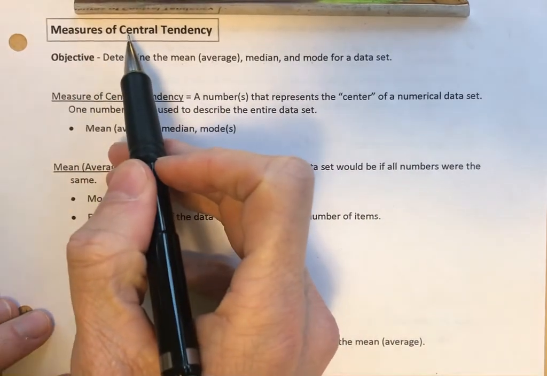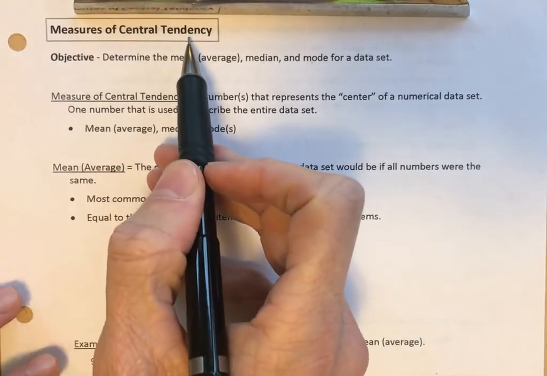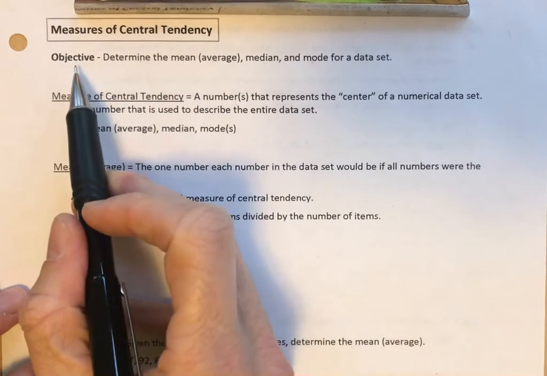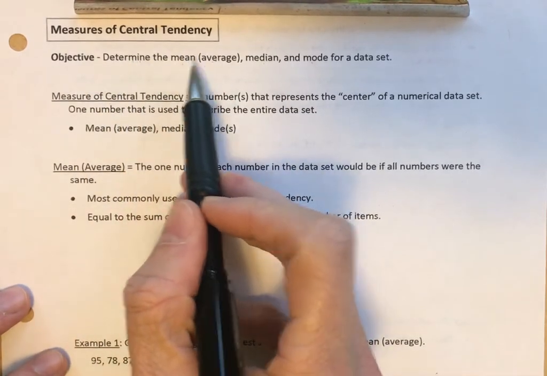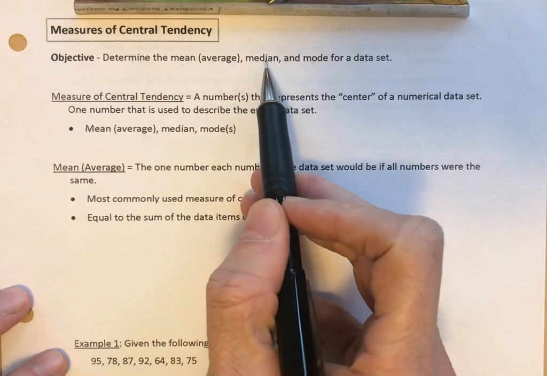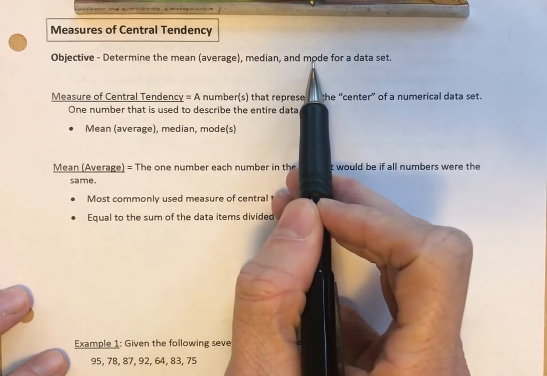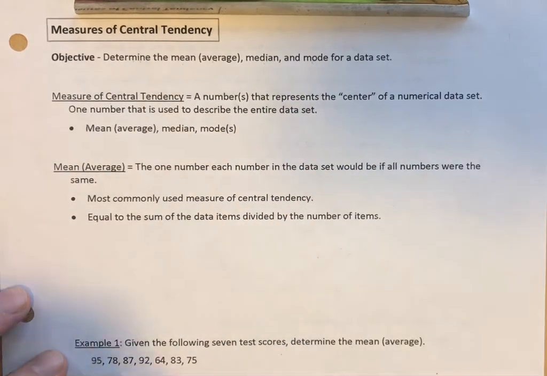Measures of central tendency. Our objective for this video: determine the mean, also called the average, the median, and the mode or modes for a data set.